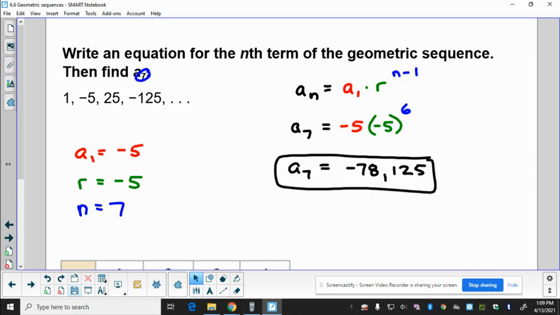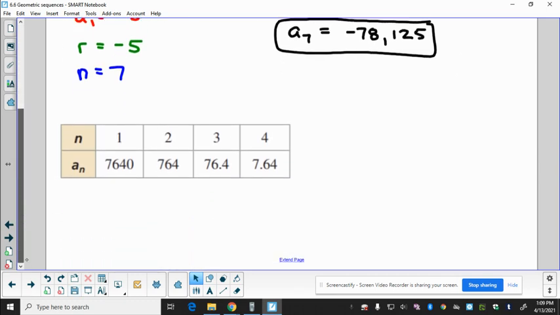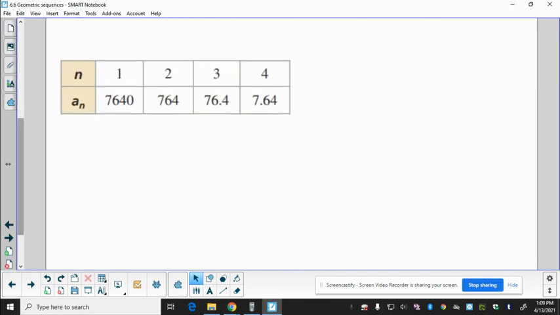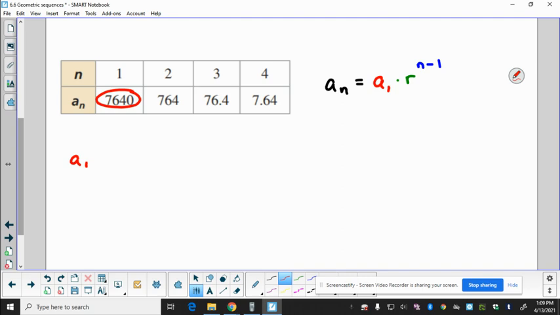Now let's see if we can do that for a problem like this. Now this is a sequence. It's just written in table form, but it definitely is a sequence. So I'm going to go over here and rewrite my formula again to help me out. All right. Let's see if we can find all this information. What is the first term? Here it is.